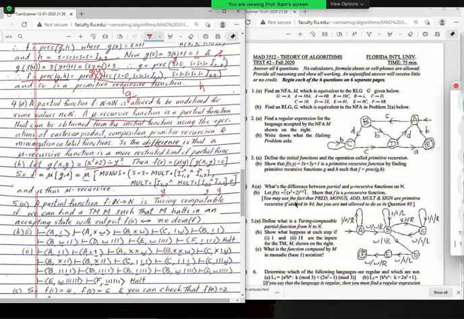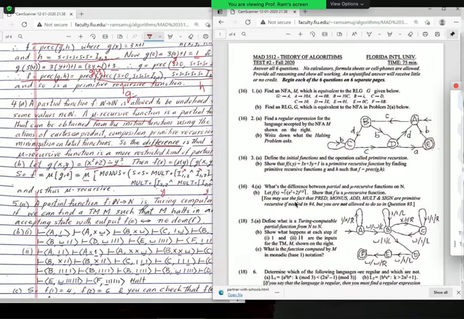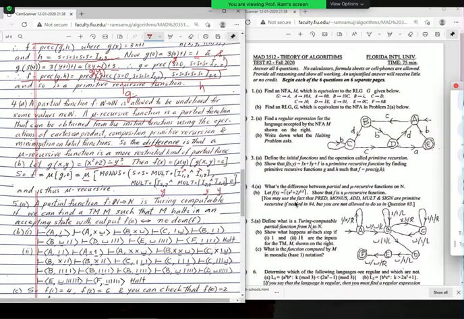It says, define what is a Turing computable partial function. So you're thinking, I don't know what this means. No, it just means it's Turing computable and it's a partial function. You're thinking, okay. A partial function f mapping N to N is Turing computable if what? If you can find a Turing machine that computes it.